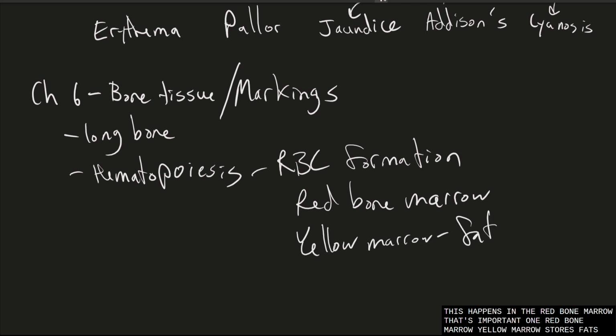Yellow marrow stores fats for energy production. Now, in times of anemia, yellow marrow can convert to red bone marrow. So if you convert yellow bone marrow to red bone marrow, you form red blood cells. So anemia is low oxygen movement. So that would make sense that this yellow marrow can then produce red blood cells, which can then make more oxygen travel through the body.